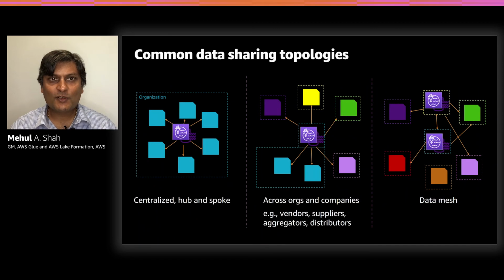With this, it actually opens up a whole new set of possibilities because you can now share subsets of petabytes of data across accounts. We see a number of different topologies. We see, for example, a centralized hub and spoke topology, where there's a centralized data lake that you're sharing with a bunch of consumer accounts. We also see a producer-consumer relationship between organizations and between companies, where vendors are sharing with suppliers and aggregators are sharing with distributors. And we also see companies building peer-to-peer relationships between data lakes to build data meshes. It really opens up a new possibility in sharing.